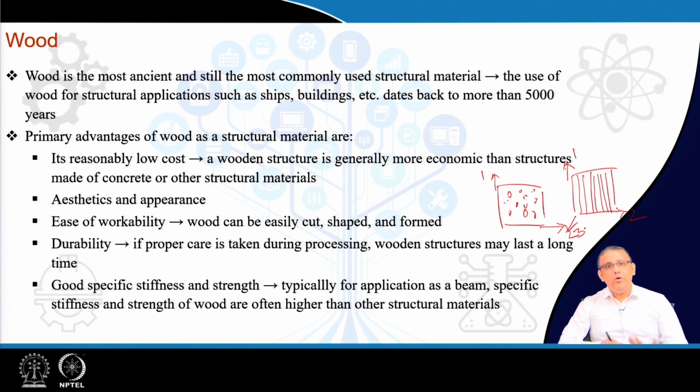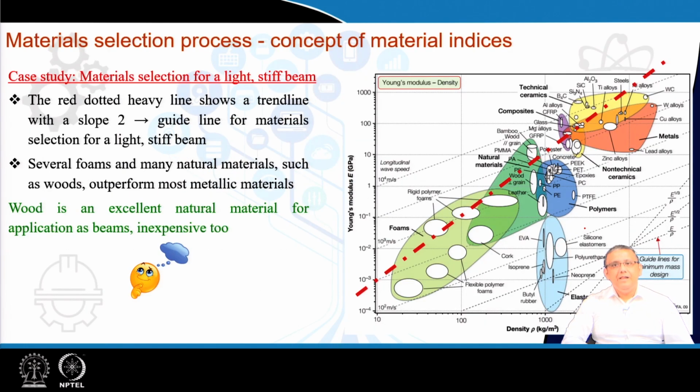At the same time, wood has good stiffness and strength along particular directions, and that means that if proper care can be taken and proper design can be made, then wood can have very high specific stiffness and strength. Now, this slide I discussed at one of the previous lectures, and this basically shows the material property map for Young's modulus against density.